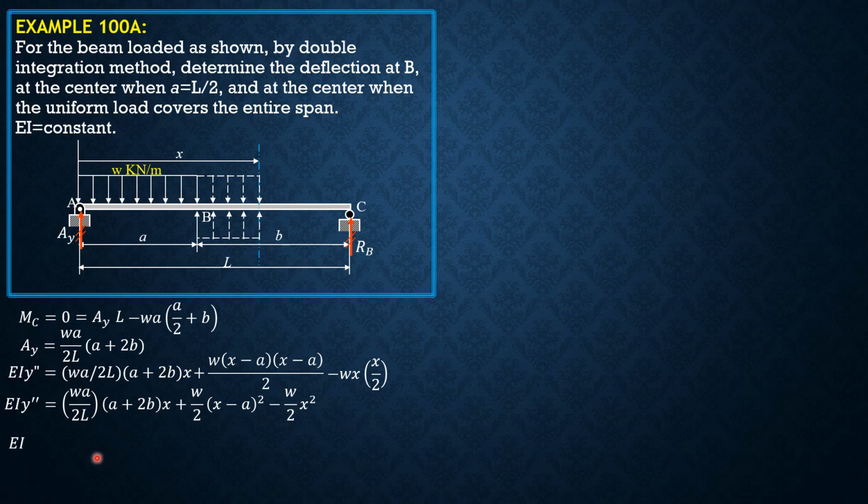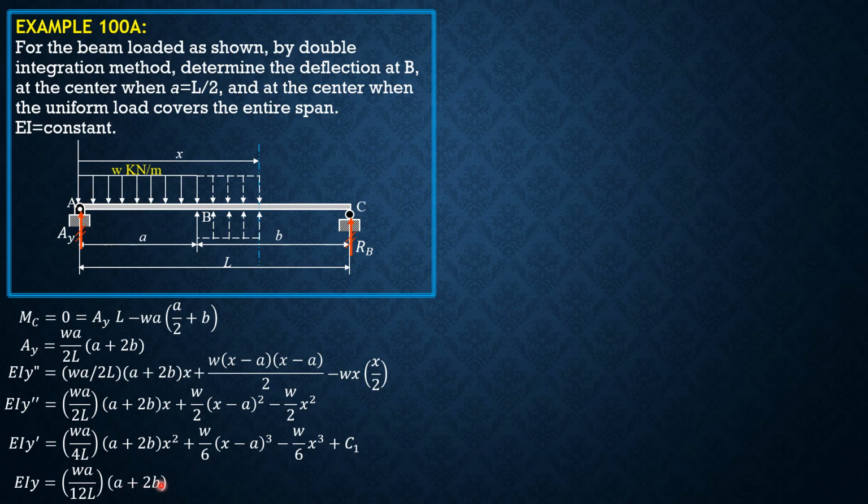Integrating once, EI y prime equals WA over 2L, quantity A plus 2B, X squared over 2, so it becomes WA over 4L, plus W over 6 X minus A cubed minus W over 6 X cubed plus C sub 1. Then integrate further: WA over 12L, quantity A plus 2B, X cubed plus W over 24 X minus A to the fourth minus W over 24 X to the fourth plus C sub 1 X. Again, there is no C sub 2 because when X is 0, the deflection at A is 0. C sub 2 divided by EI is the deflection at A, while C sub 1 over EI is the slope at A. Remember that.